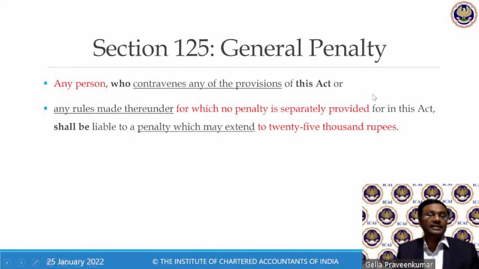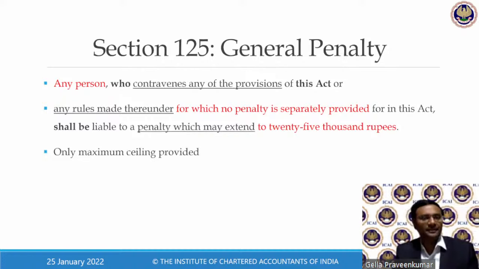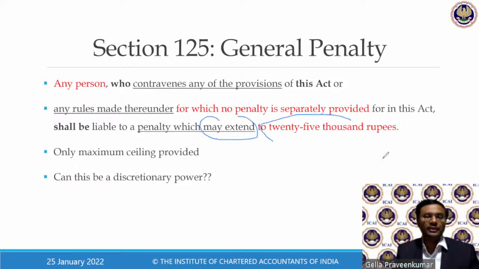Now, section 125. This is one hardcore provision with respect to the penal provisions. I don't find any way to punish. I'll come to section 125 as an officer. So any person who has contravened the provisions of this Act or the rules made thereunder, for which no penalty is specifically provided in this Act, shall be liable to a penalty which may extend up to 25,000 rupees. So here, it may extend up to 25,000 rupees.